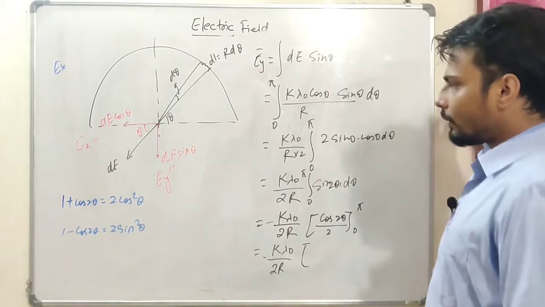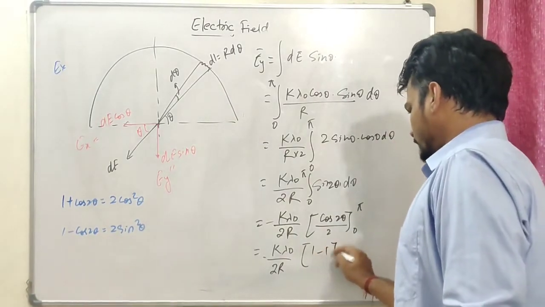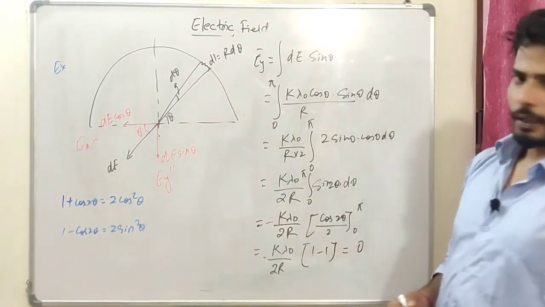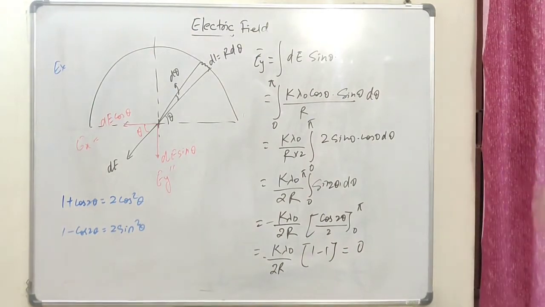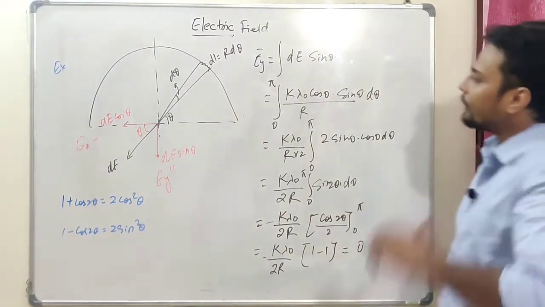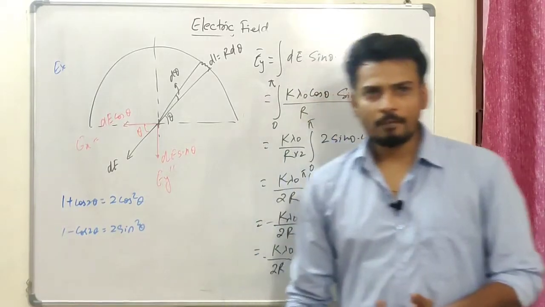Cos 2 pi is nothing but 1 itself. Cos 0 is 1 itself. So I'm going to get 0. Well guys, this was the question of Irodov. It's very easy, you know.